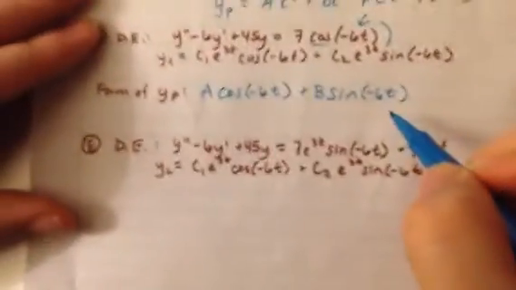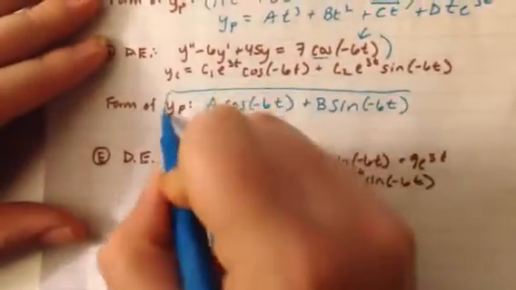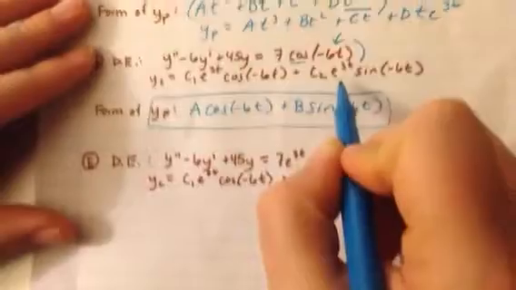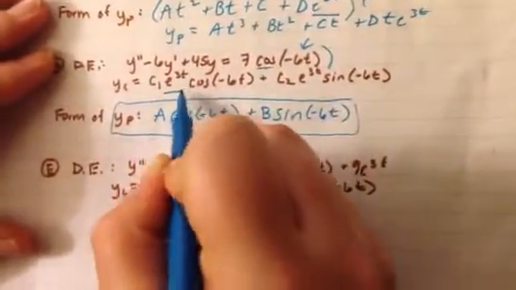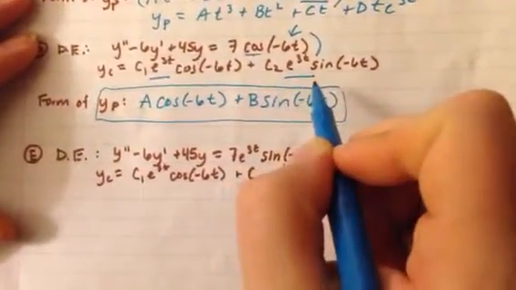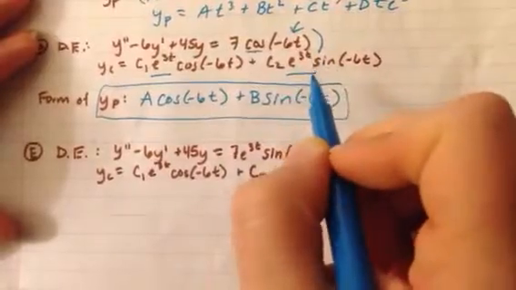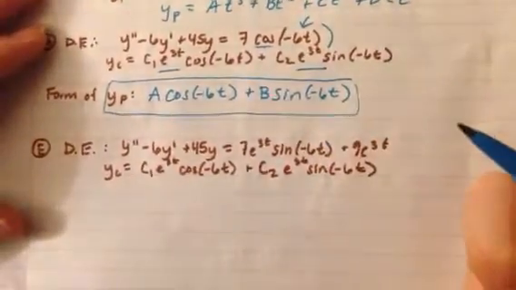And with this one, this is actually our final answer, because in our yc, both terms have an e to the 3t in them, so that one's good to go.